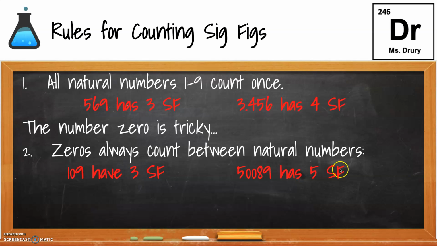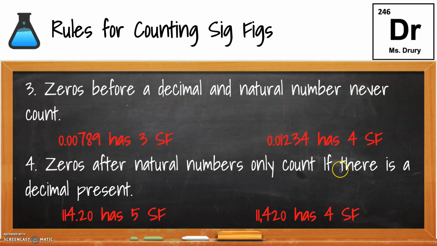The zeros are measured in the hundreds and thousands place. Here's where it gets tricky. Zeros before a decimal and a natural number such as 1 through 9 never count. So 0.00789 only has 3 sig figs. That's the 7, 8, and 9.